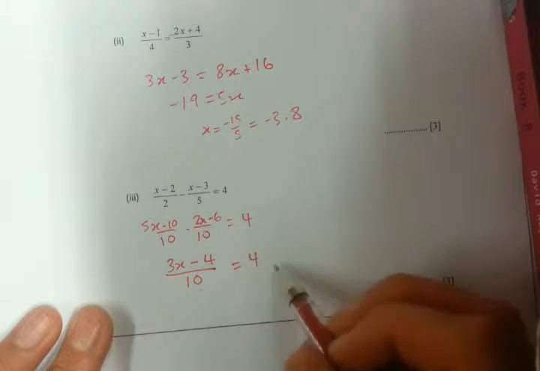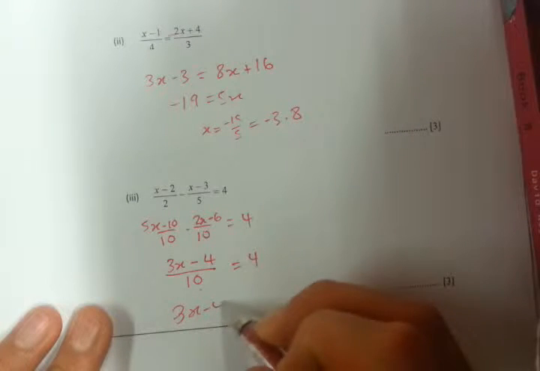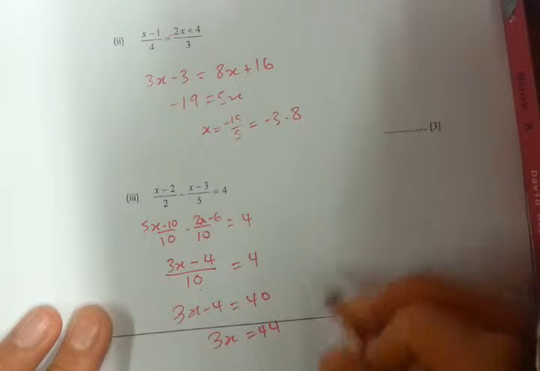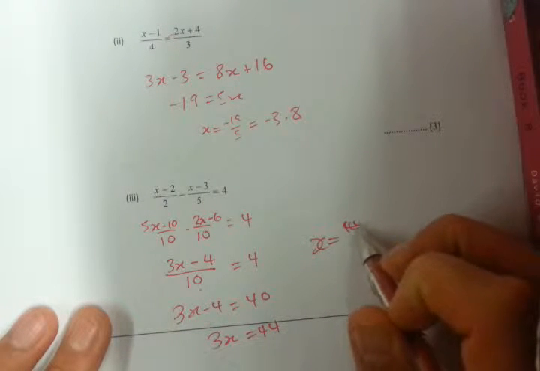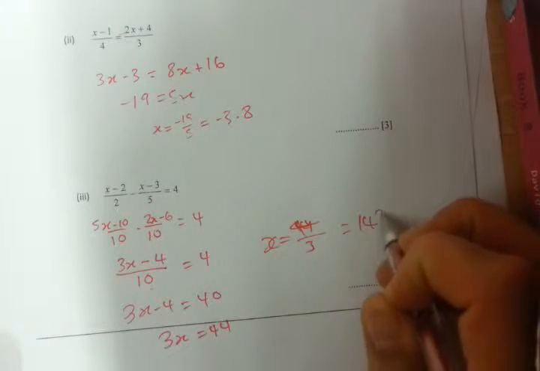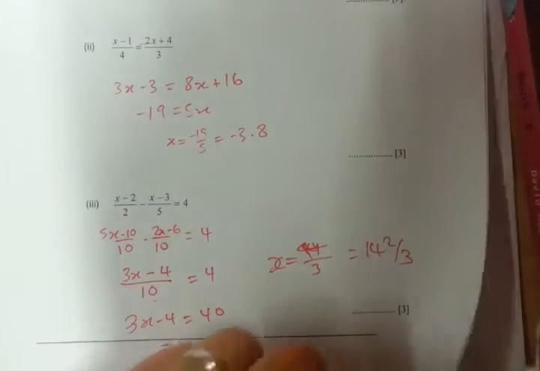Now, because it's a single fraction, multiply the 10 over, add the 4, and divide by 3. 4, 3 equals 14 and 2/3. Very nice.